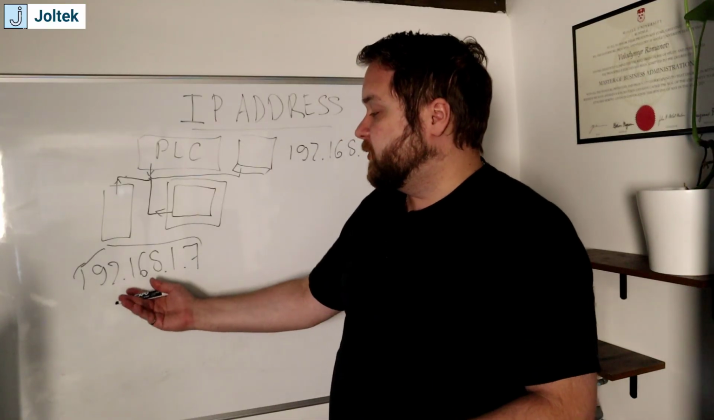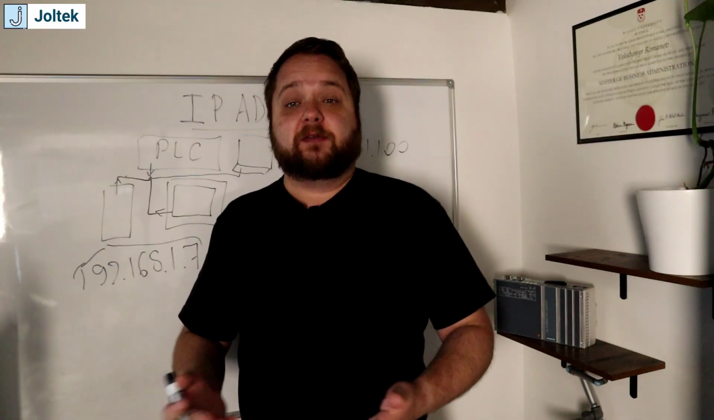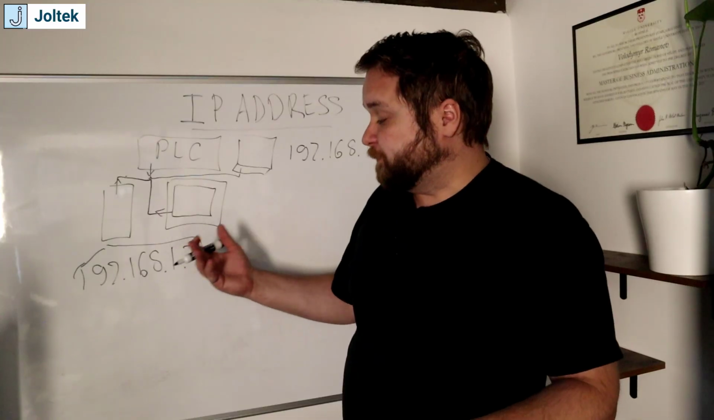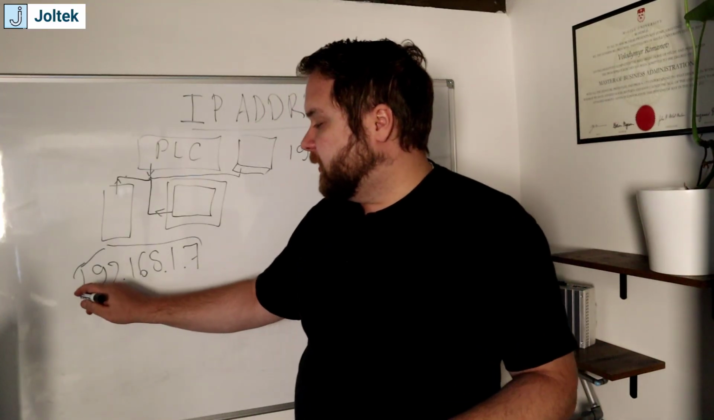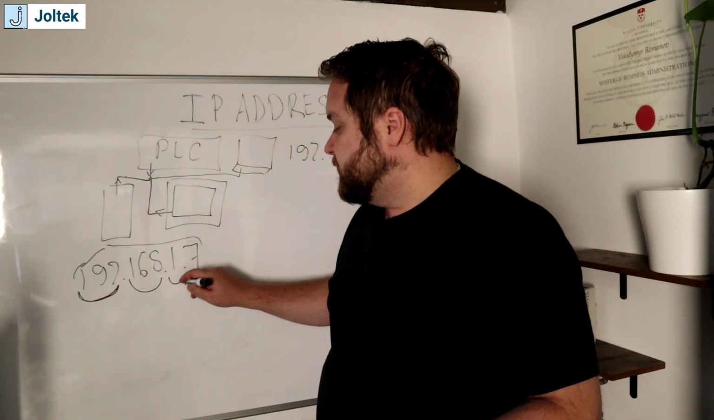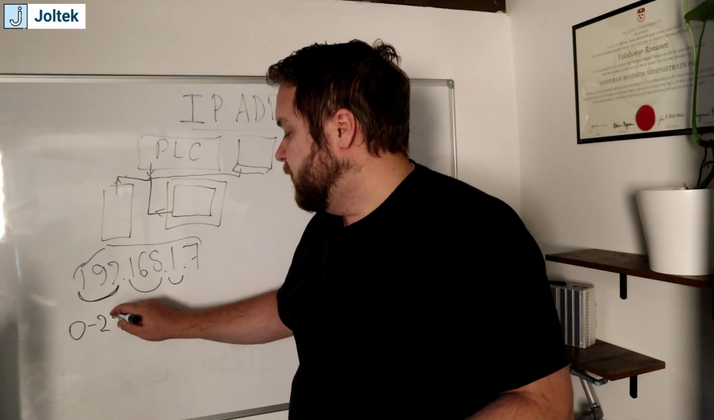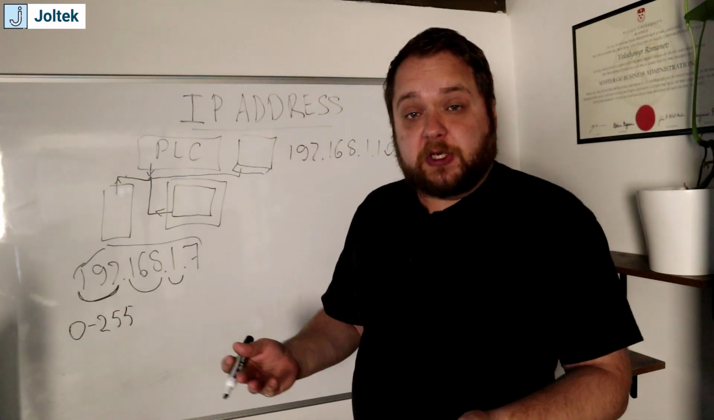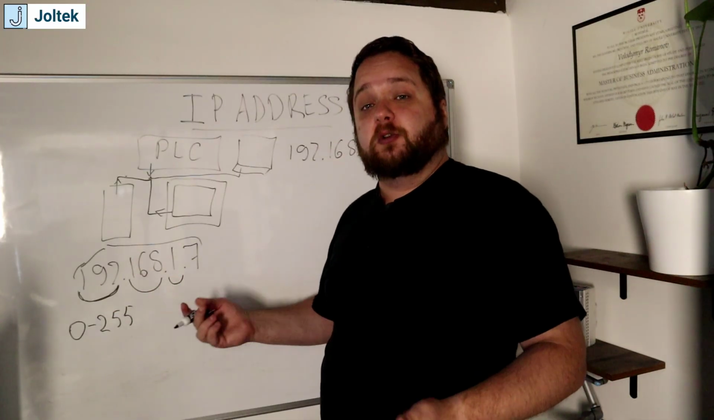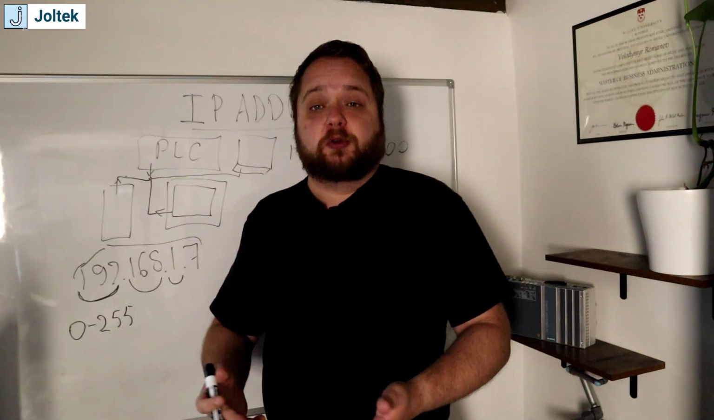Why 192.168.1.7? How did we know to select that for the VFD? The rule of thumb is, by definition, each octet, so each segment of your IP address, can be set to anything from 0 to 255, right? And so in theory, we could have picked the address of the VFD to be 0.0.0.0, and we could have set the laptop to 0.0.0.1.